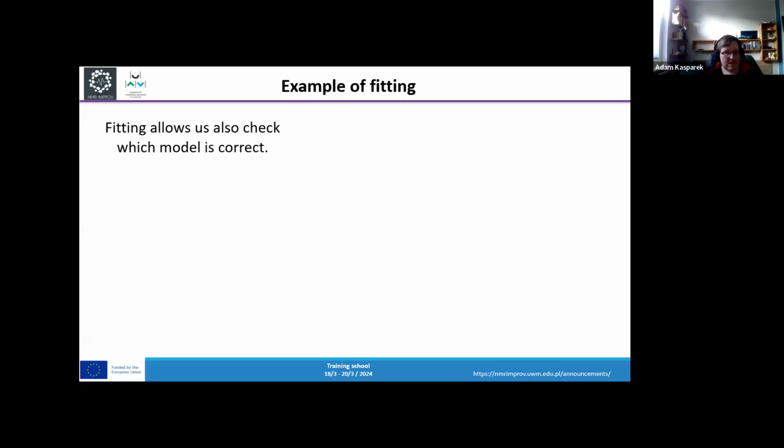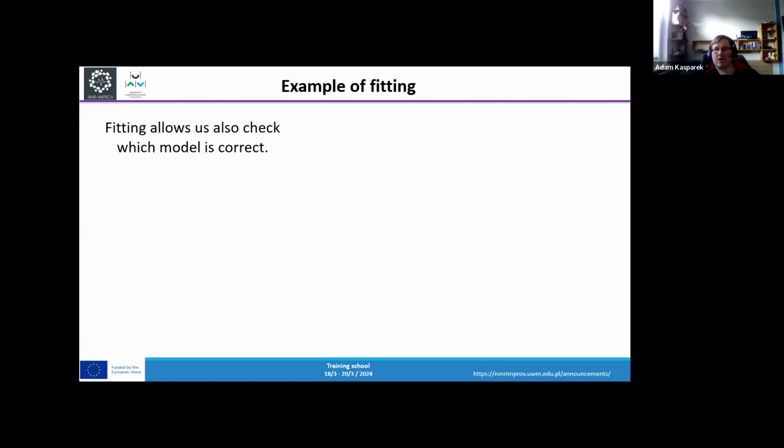I believe that you one more time see the presentation. The fitting not only allows us to find the parameters which we want, but sometimes we also use it to try to distinguish which model is incorrect.